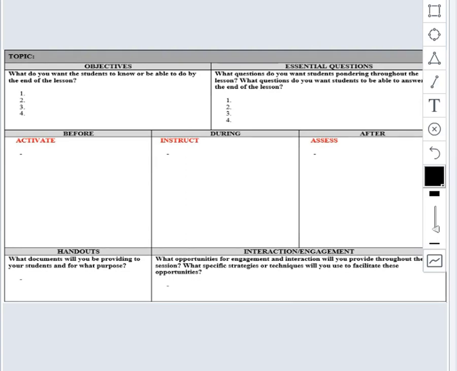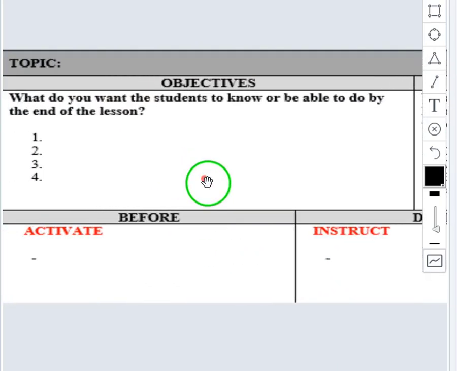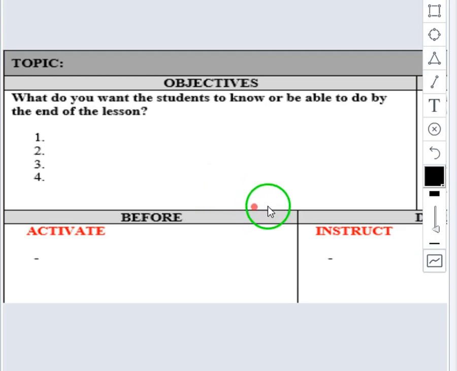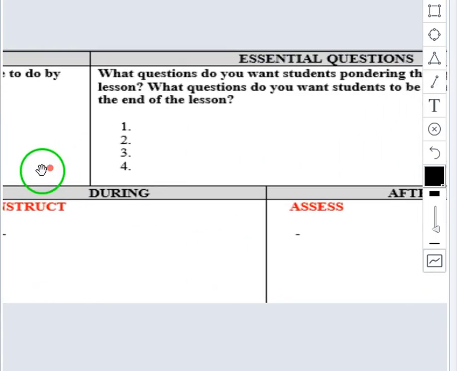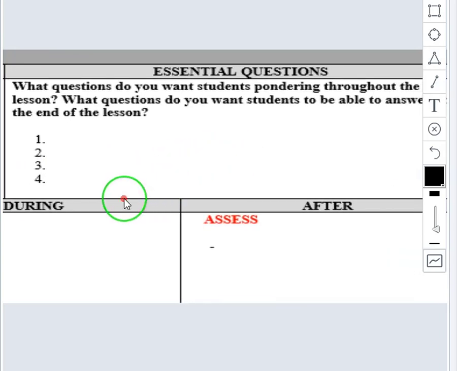So this is the template that I'm sharing with you today. I sent the Word document out via email so that you have access to download this and edit it. Let's go through a quick overview and look at the different sections. We'll start off by talking about the importance of objectives and how to construct objectives. And then very closely related to that, essential questions. So what kind of questions do you want students to ponder throughout the lesson?